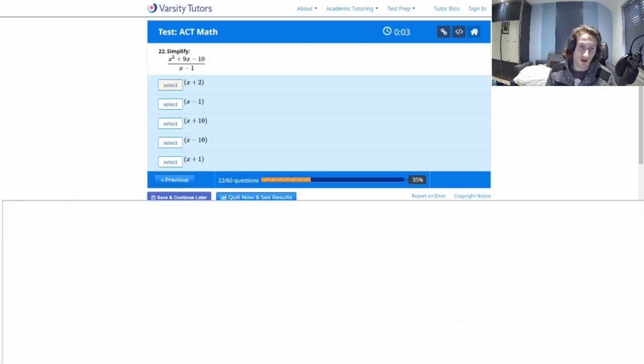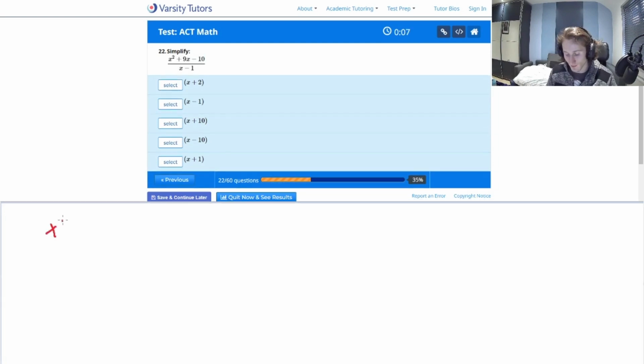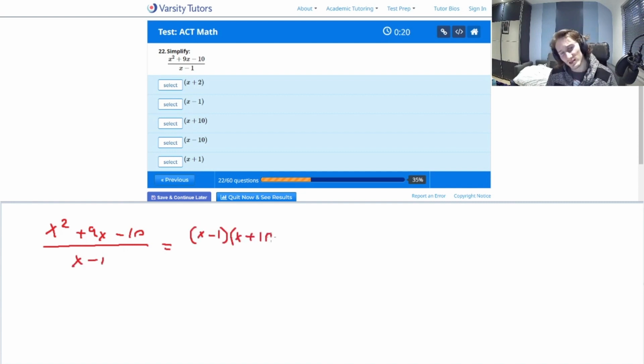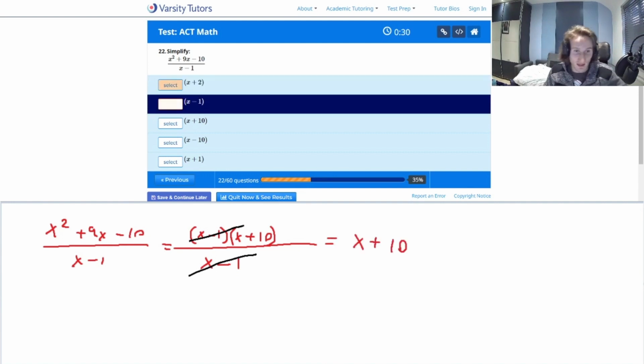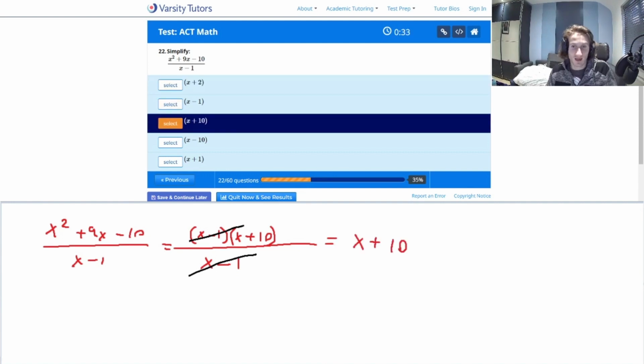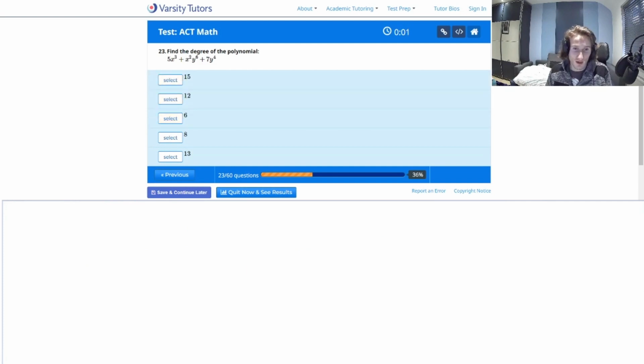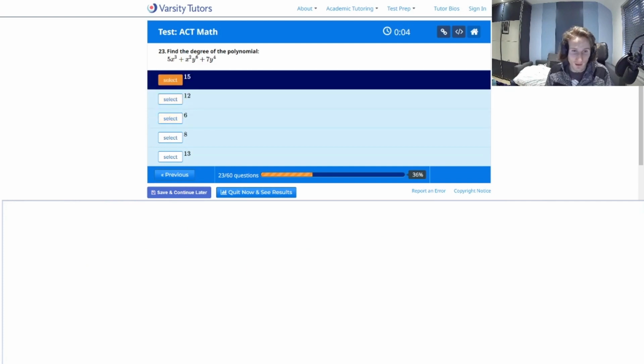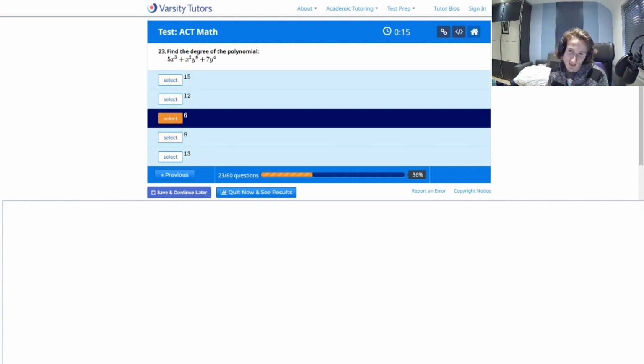Okay, simplify this. Okay, so we're gonna factorize that. Think of a number that adds up to make 9 and multiplies to make 10. Sorry, minus 1 and 10, excuse me. And so therefore it's going to be x plus 10. Find the degree of the polynomial that. The degree is, if I remember correctly, the highest term. So it's going to be 6.